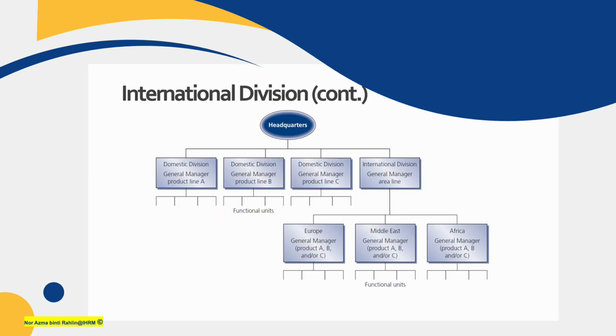Okay, we're still in learning objective number 4. As you can see in this slide, this is the international division. This is one of the international organization structures. This structure offers advantages and disadvantages.